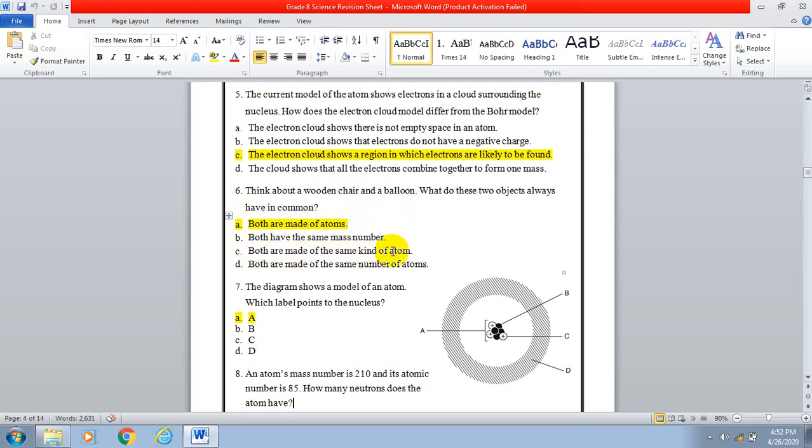Both are made up of the same kind of atoms. Both are made of the same number of atoms. So the first one is what? This is the correct one. Both are made up of atoms.